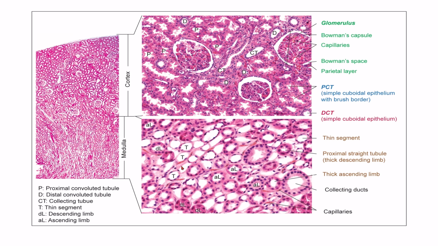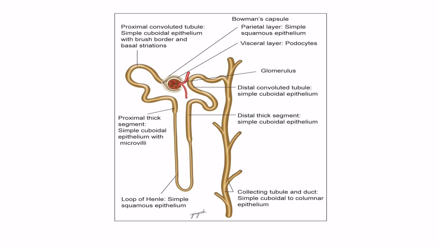So here you can see this is the thin segment of the loop of Henle. Here you can see the ascending limb of loop of Henle, and here you can see the descending limb of loop of Henle. So here you can see the capillaries with the blood.